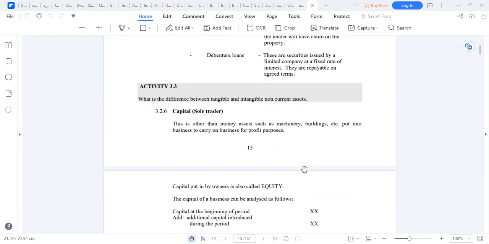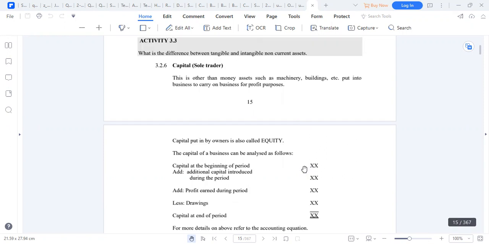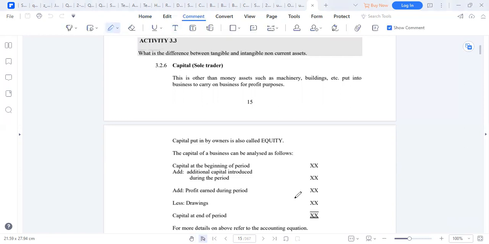So what is the difference between a tangible and intangible non-current assets? I explained that already. So we now want to look at the format. When we're going to our balance sheet, the capital aspect is also called owner's equity. So when we go to the balance sheet, we start with capital at the beginning of the period. We add any introduction in capital during the period, add the net profit, if any, we less drawings. Why do we less drawings? Drawings always reduce our capital. So less drawings, anything less, we put it in brackets, then we have capital at the end of the period. This is how we compute capital.